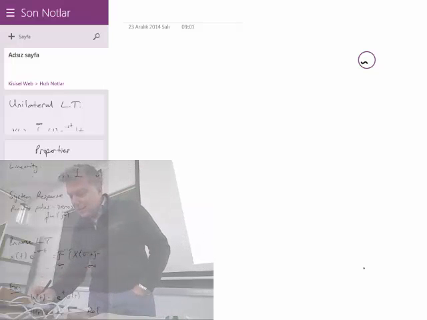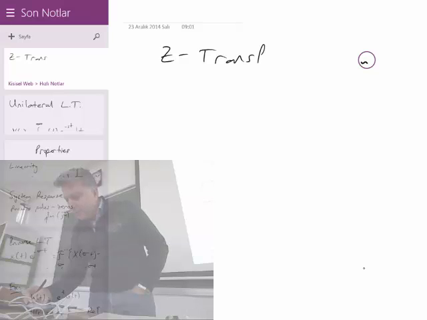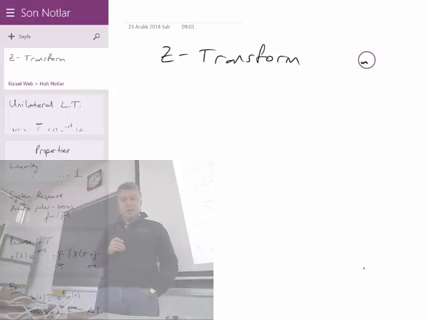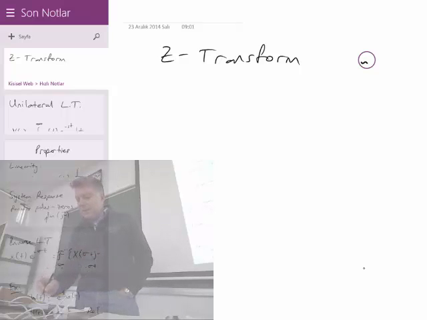So let's write the name of the chapter first. Z-transform, and it corresponds to the Laplace transform in discrete time, because Laplace transform was a transformation for continuous time signals x of t. Now we have x of n, and what's the corresponding transformation for that? First, let's see what we did in the Laplace transform.